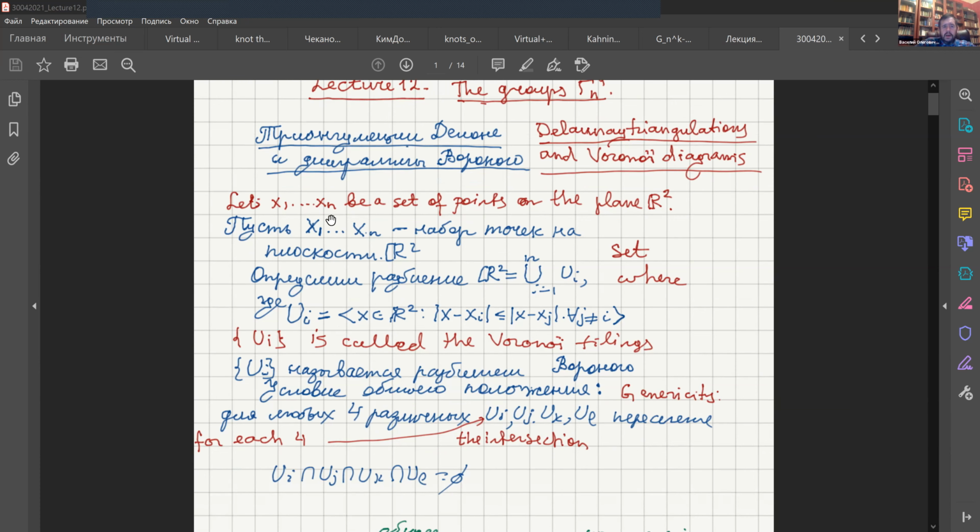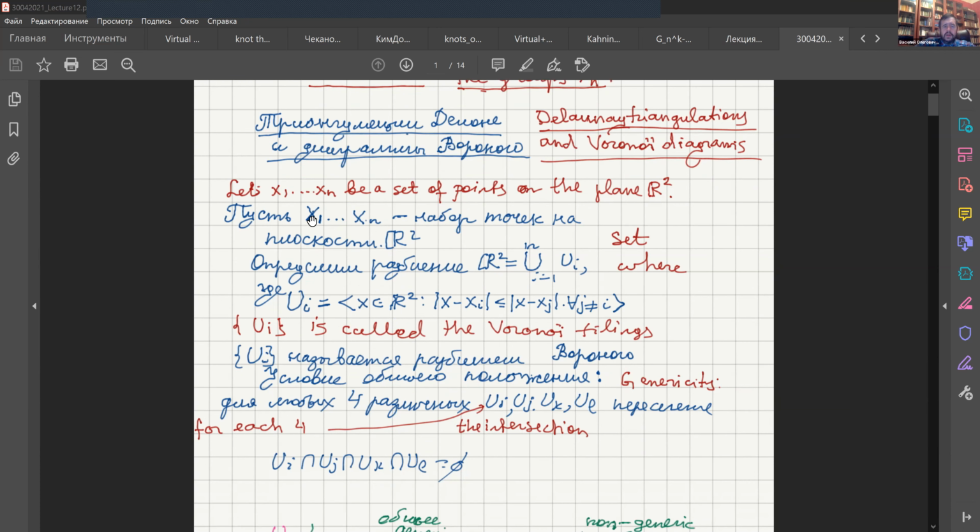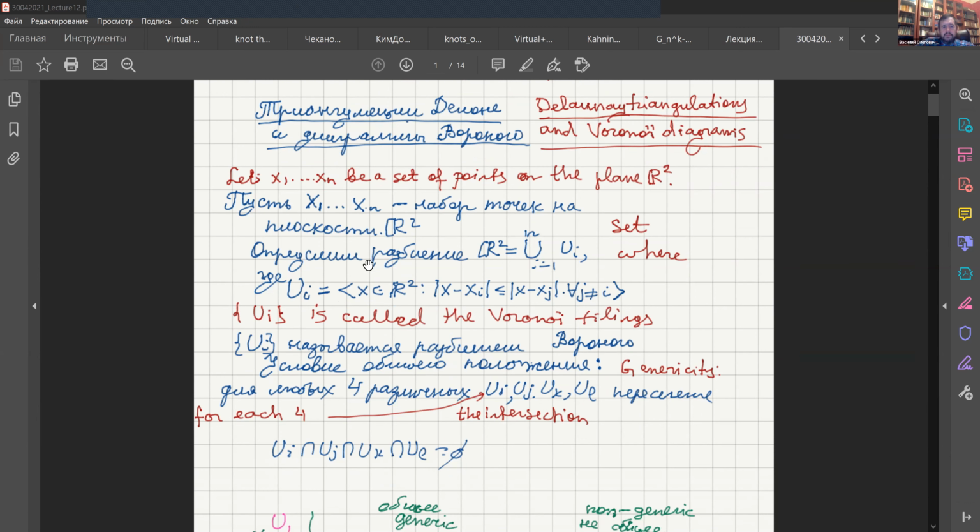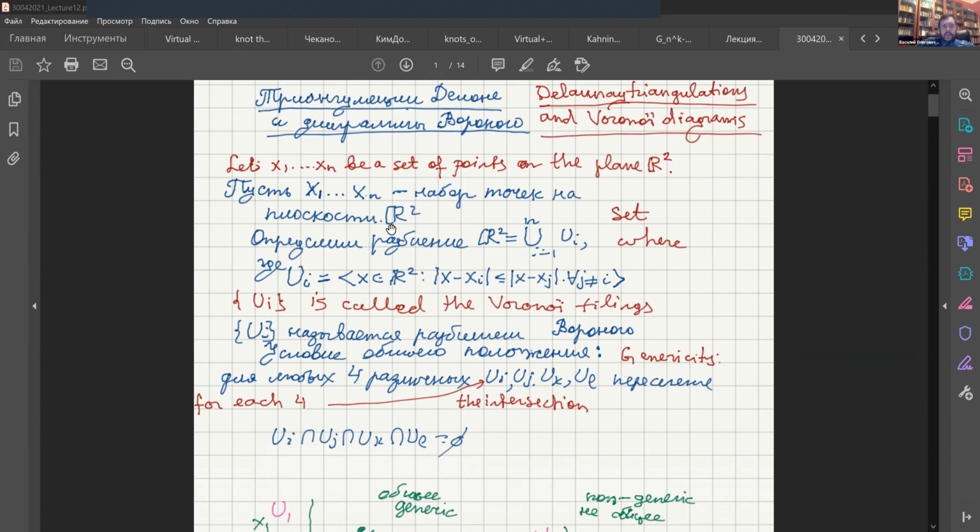So we consider n points on the plane R2. Actually, later we will see that this can be done not necessarily on the plane, but we can also do it for some other spaces with metric. And now these points give rise to a certain tiling of the plane into U_i. We can think of U_i to be compact, or better to say closed. Well, for me, it's more convenient. So U_i is the set of points which are closer to x_i than to any other x_j.